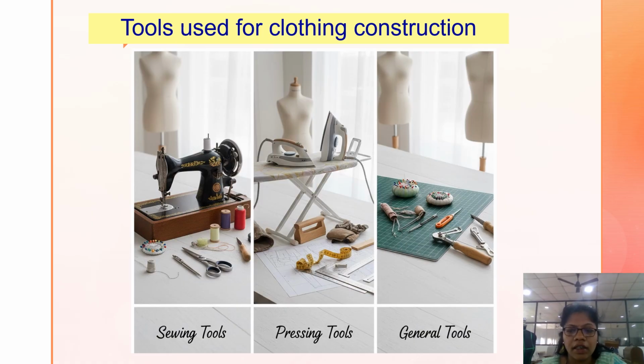The next one is the pressing tools. Pressing is the last stage of the clothing construction. Before packing, the pressing will be done. For pressing, we require the ironing table, ironing board and iron boxes. We get many types of iron boxes, like manual iron boxes. Previously they traditionally used charcoal, but nowadays we are using electrical iron boxes. The electrical iron boxes are available with steam and without steam.